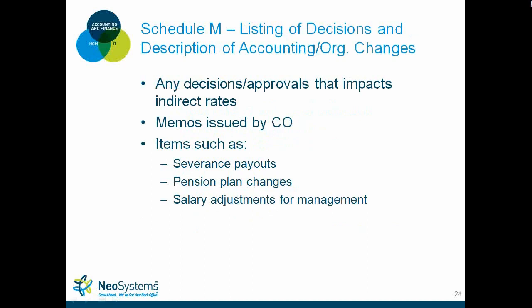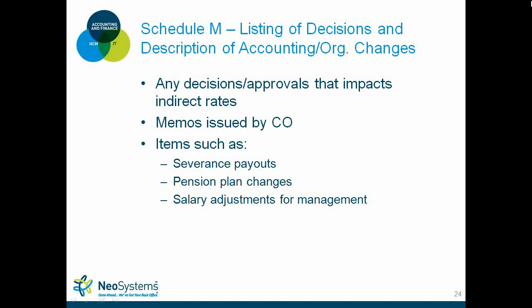Schedule M is pretty much a narrative listing of any decisions and approvals. It all comes down to any impact that it has on your indirect rates. But some of you may not know that it also should include any memos issued by the contracting officer. You should keep that in mind as well.